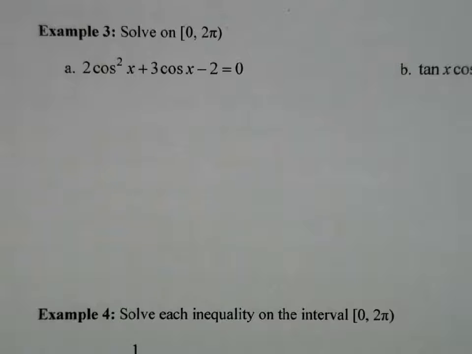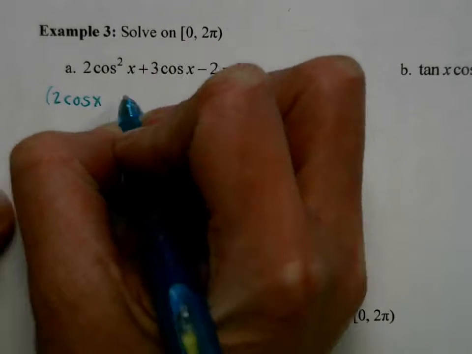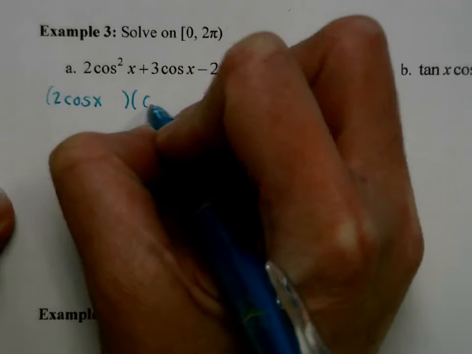Lastly, we're going to solve on the interval 0 to 2π. Now notice that 0 is included, 2π is not. So if we're at that 0, we'll include 0 but not 2π. So we've got another factoring here. Okay, same with the last one.